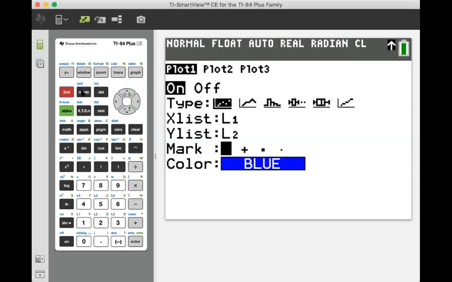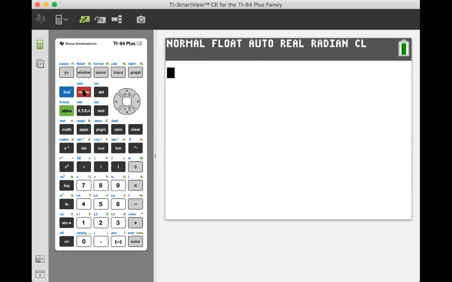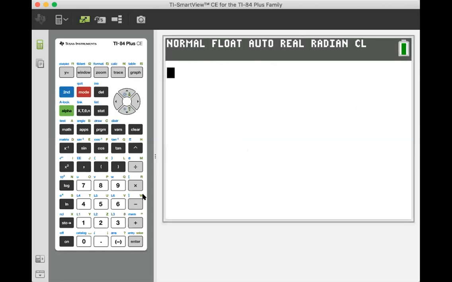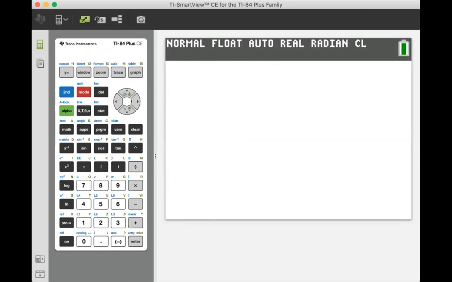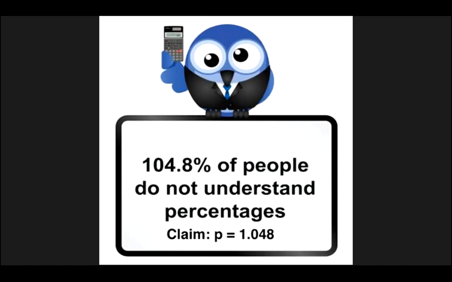It's on, it's a scatter plot. We're using L1 for X's, L2 for Y's, and we're using the square for the mark. So second mode gets me out of there. Okay, so now let's go back to our document.